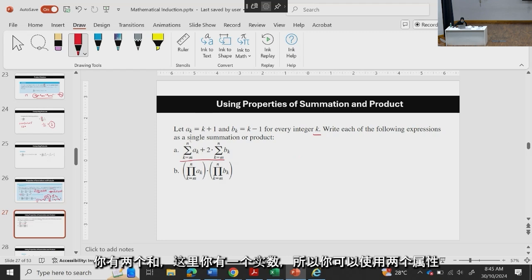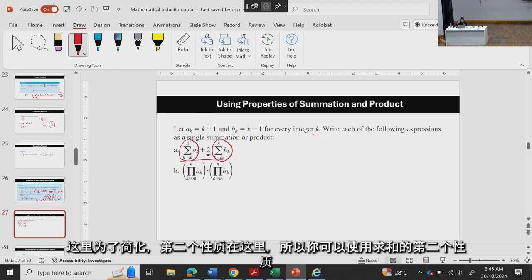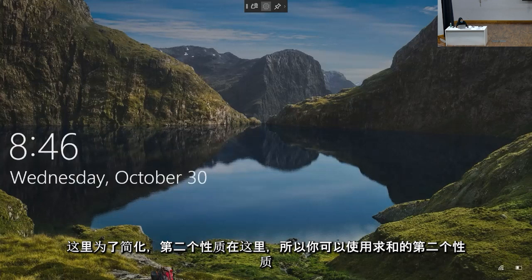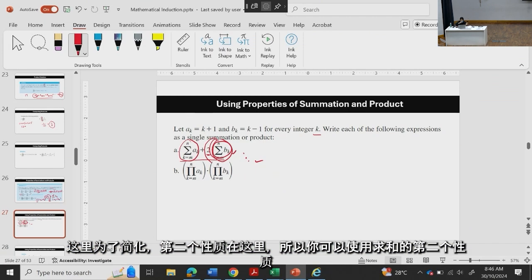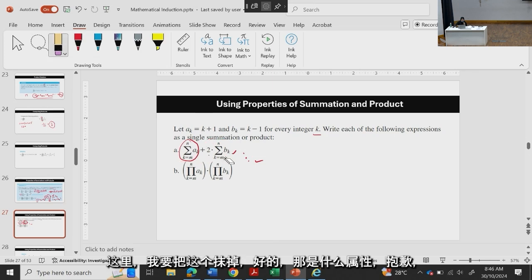You have two summations. Here you have a real number. So you can use two properties over here to simplify. The second property of summation you can use over here. I will erase this. What is that property?